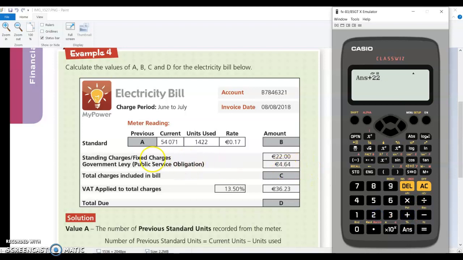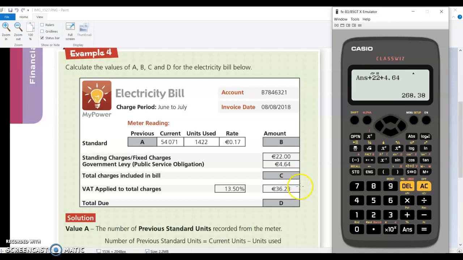The €4.64 then, the government levy. A levy is just a charge that they're adding on. So you're going to have to add that on as well. So plus 4.64 is 268.38. So that's the total charges included in the bill. Okay, so 268.38 is what you're paying for electricity, and that is what you would be paying over to them.